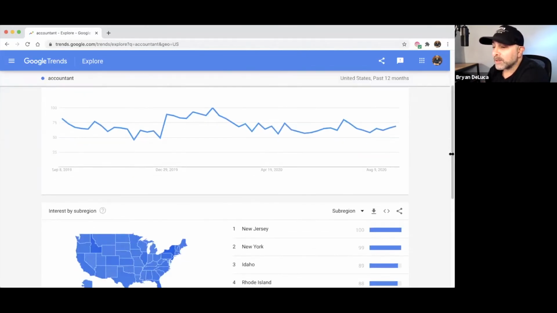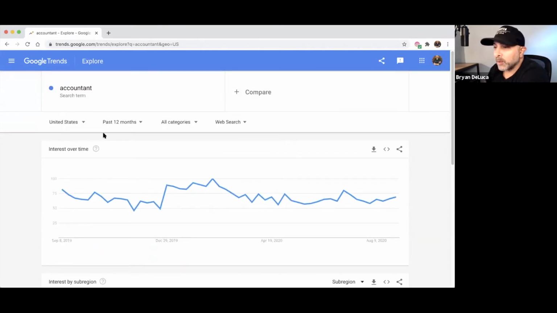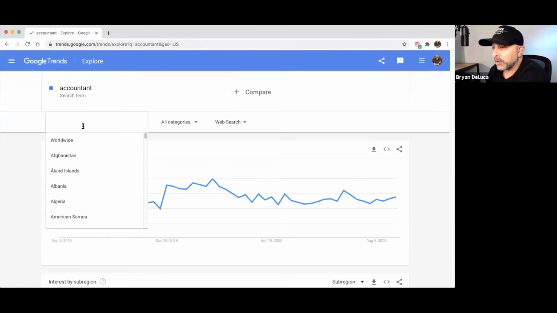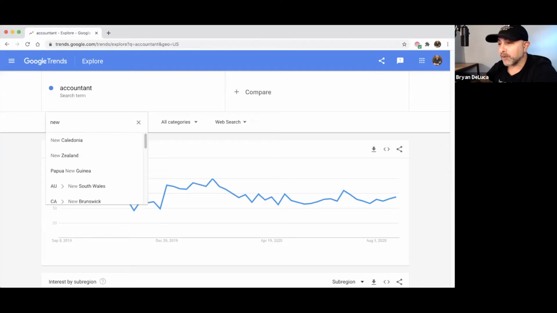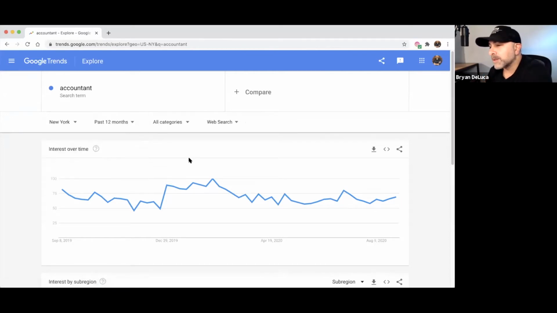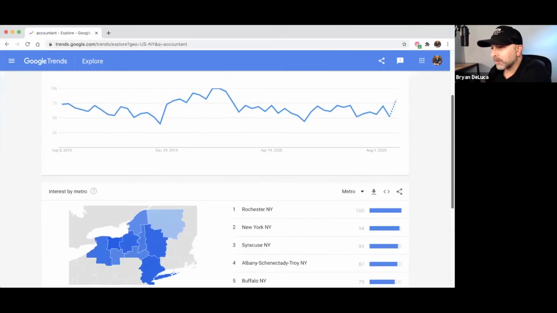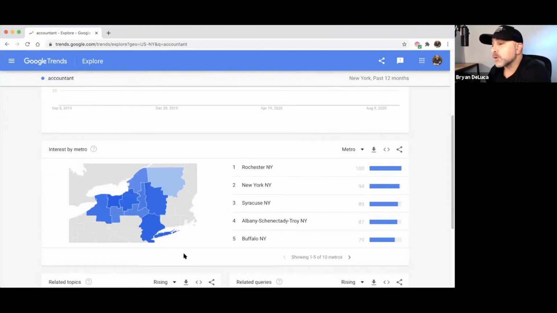Now, if we wanted to do it by subregion, what you do is you can come here and click on United States or whatever country you had selected, and you could start typing in, for instance, if we wanted to look at New York. Okay, so if we just wanted to look at the state of New York, we can see here, this pretty much shows the density. Obviously, the New York City area or the Metro New York area is going to have the biggest density, just the way it works. And we're seeing some of the other regions that actually have high density.